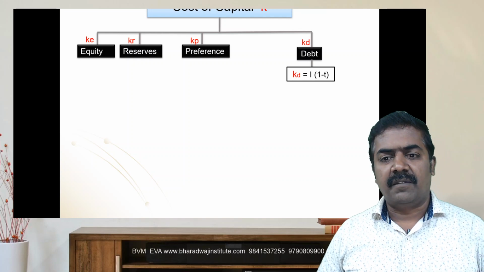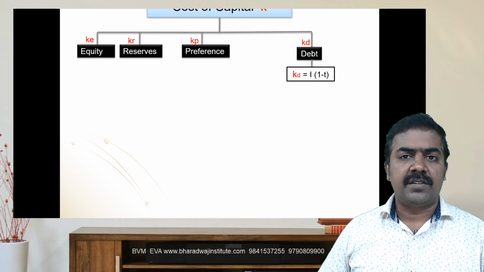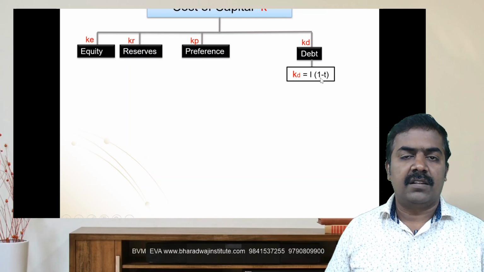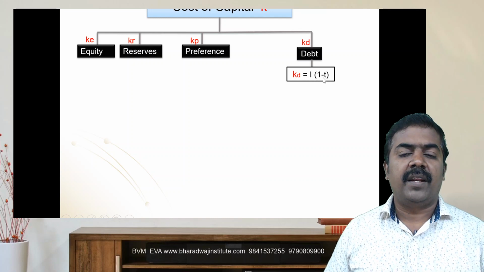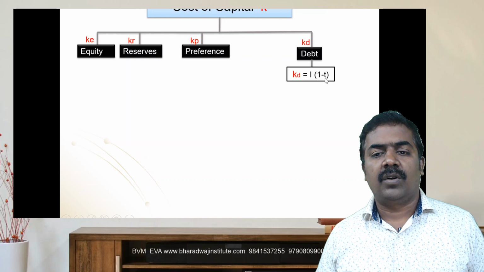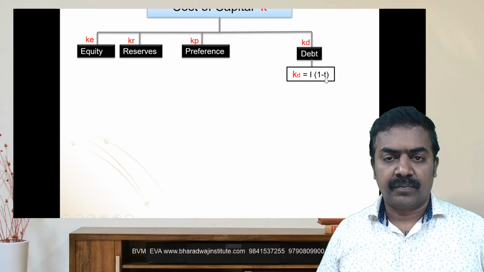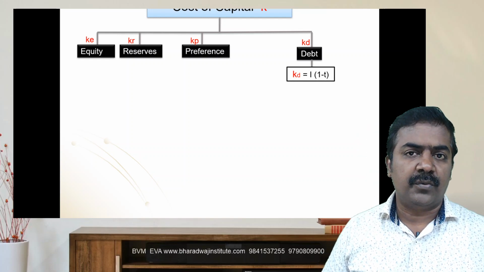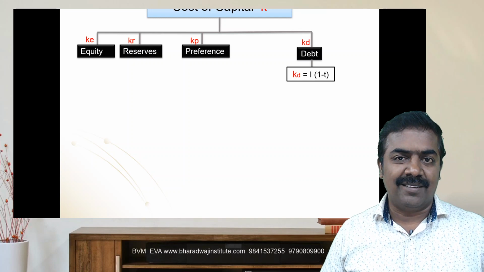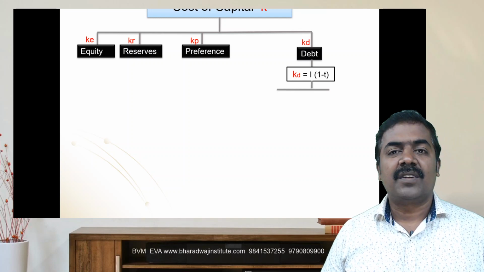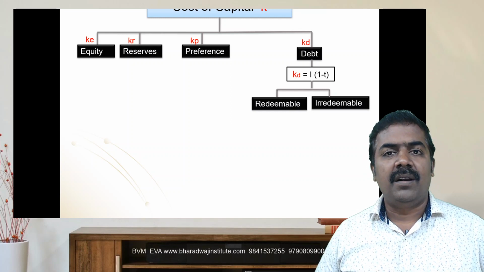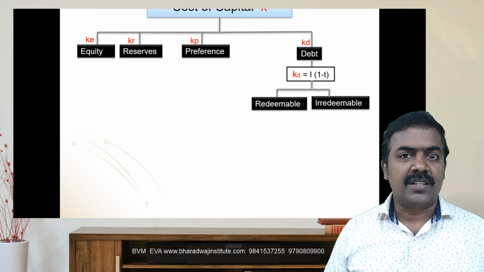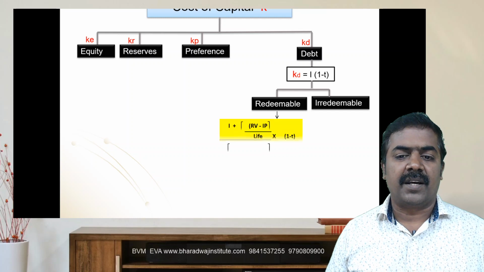Of course, cost of debt is nothing but I into 1 minus T. Interest is saving the tax. So, I into 1 minus T. I means interest rate, 1 minus T means the tax rate. If you do not have the notes or if you forgot what you learned in intermediate level, please copy it. Not now, at the end. The debt may be redeemable or irredeemable. What is redeemable debt? It is redeemable after some time.